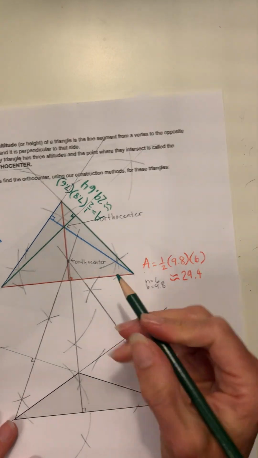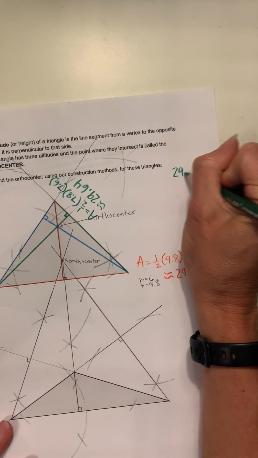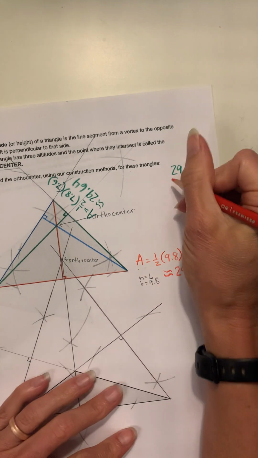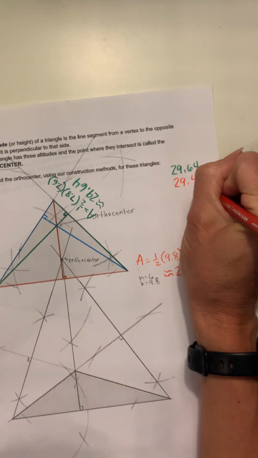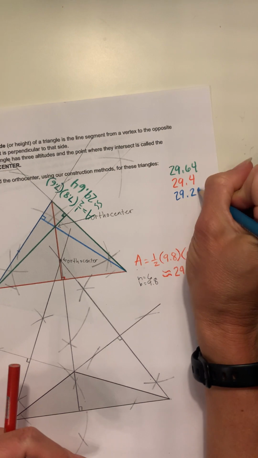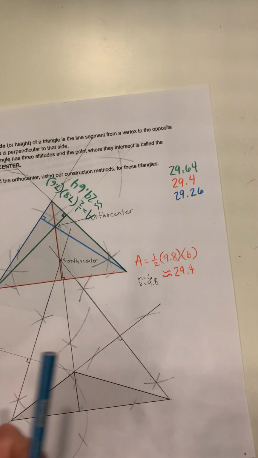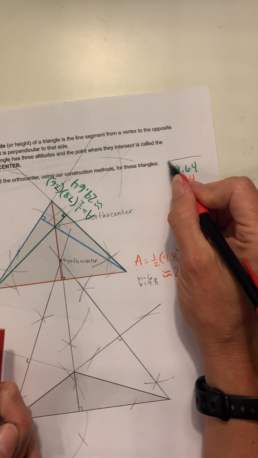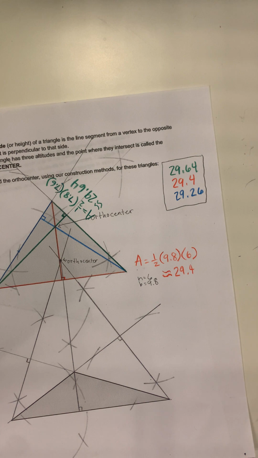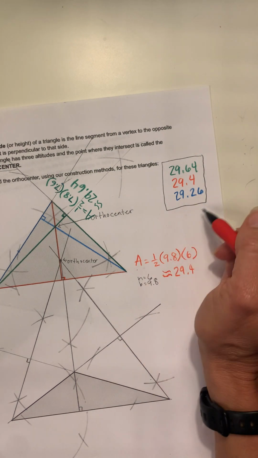Okay. Well, you can see 29.64 is the largest one I got. 29.4 is kind of in the middle, and 29.26 was the smallest one I got. So I got a little range, and that's okay because we can't measure that exactly perfect, but they should all be really close to each other.